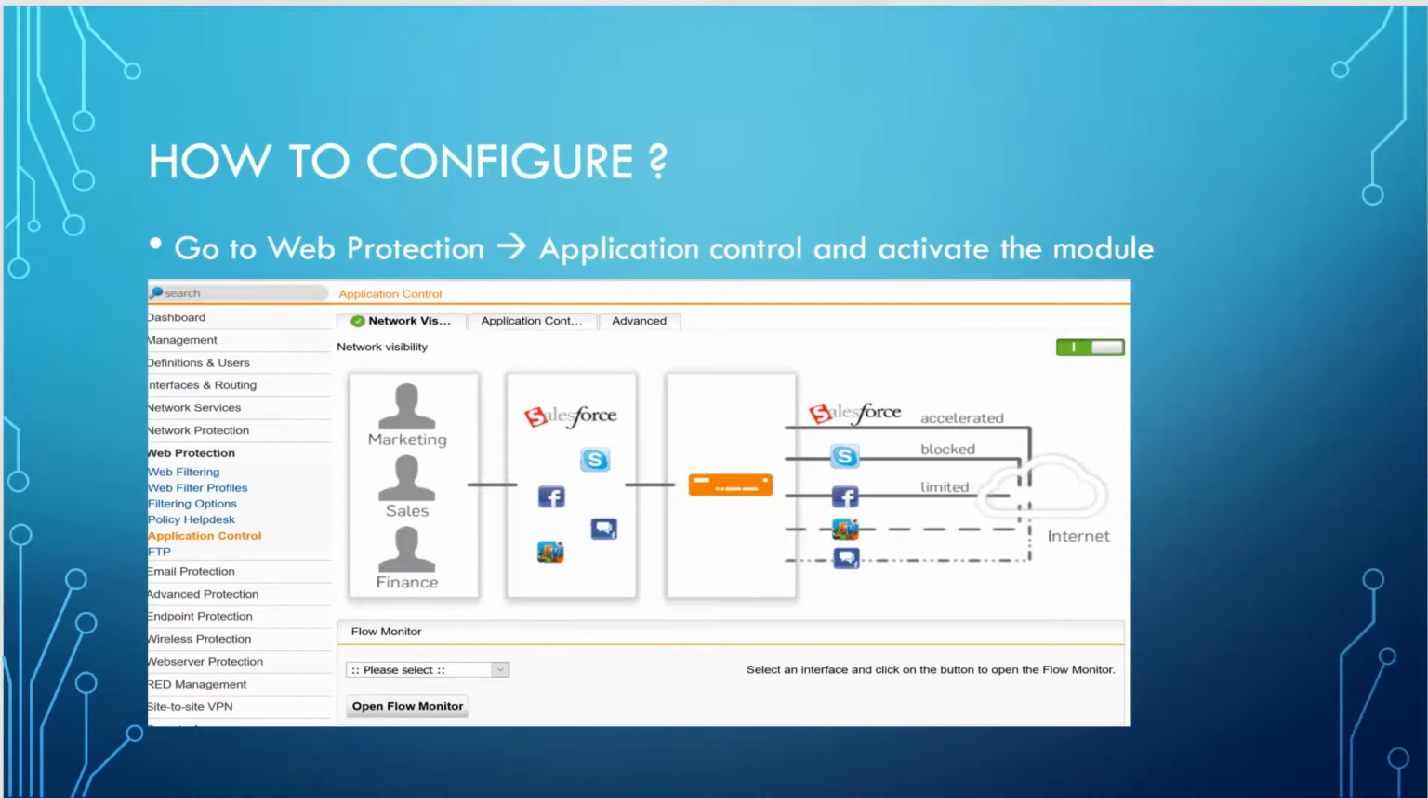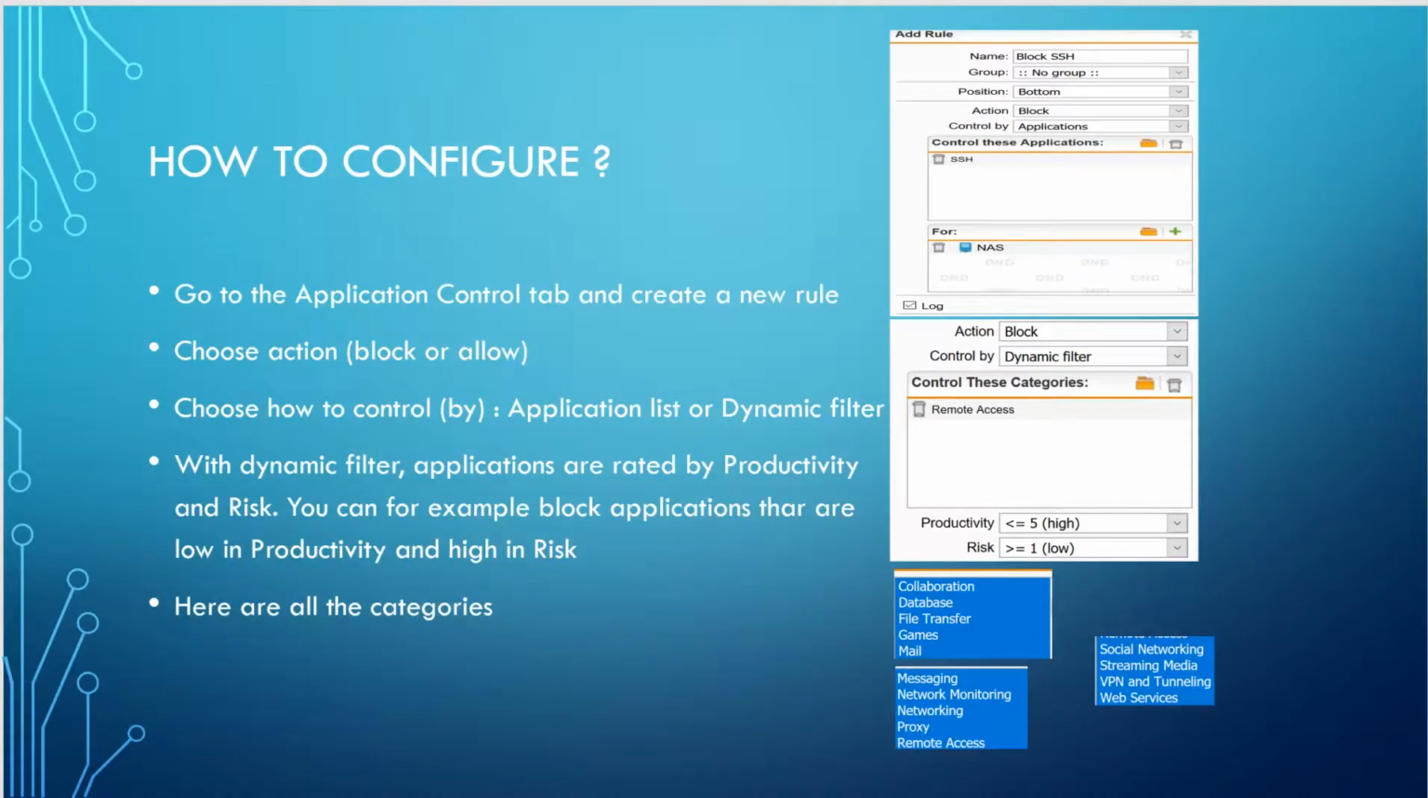So how to activate everything, how to configure? You just have to go into web protection, application control, and in the network visibility tab, you have to activate the functionality. You also have here the flow monitor that we will see after. It allows you to see in real time what is going on in your network, who is using what kind of application, what the IP addresses of those applications are, and what the bandwidth is.